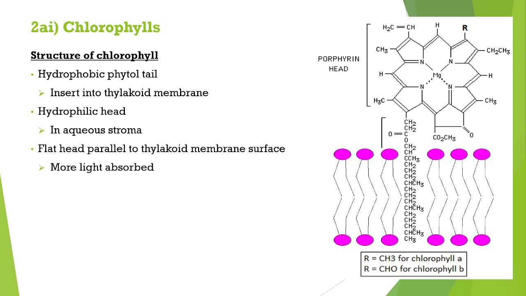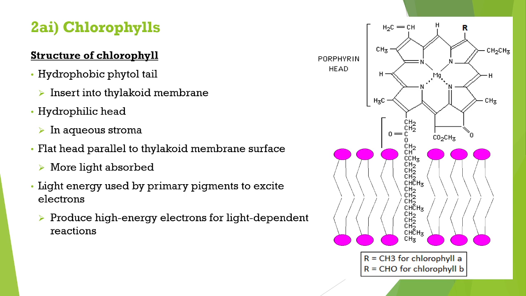The head, unlike this picture, that stands upright, will be lying flat, parallel to the surface of the thylakoid membrane. So you can imagine the flat head will be covering the membrane of the thylakoid at the site that is in contact with the stroma. As we have the head lying flat, the whole surface of the thylakoid can be covered, and therefore increasing the surface area that is going to be able to absorb light. So light is absorbed by this flat head, porphyrin head structure.